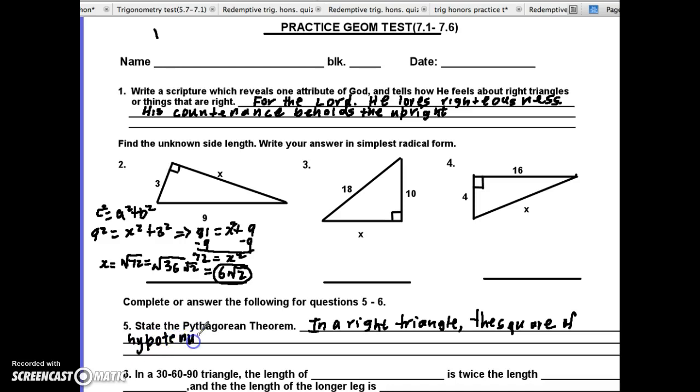Hypotenuse is equal to the sum of the, I should say, the squares of the legs.